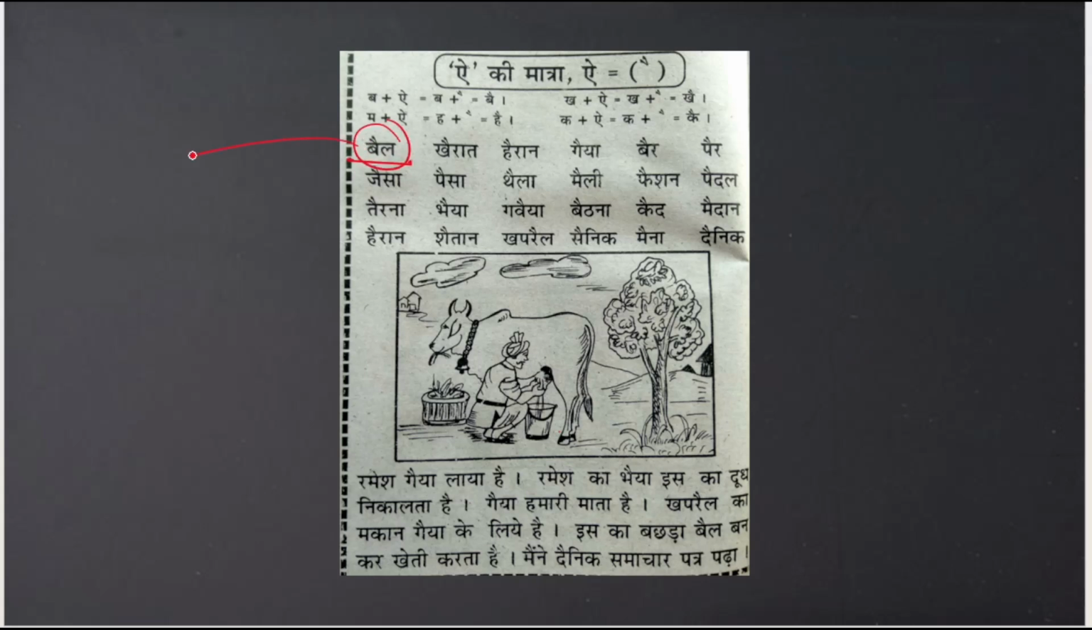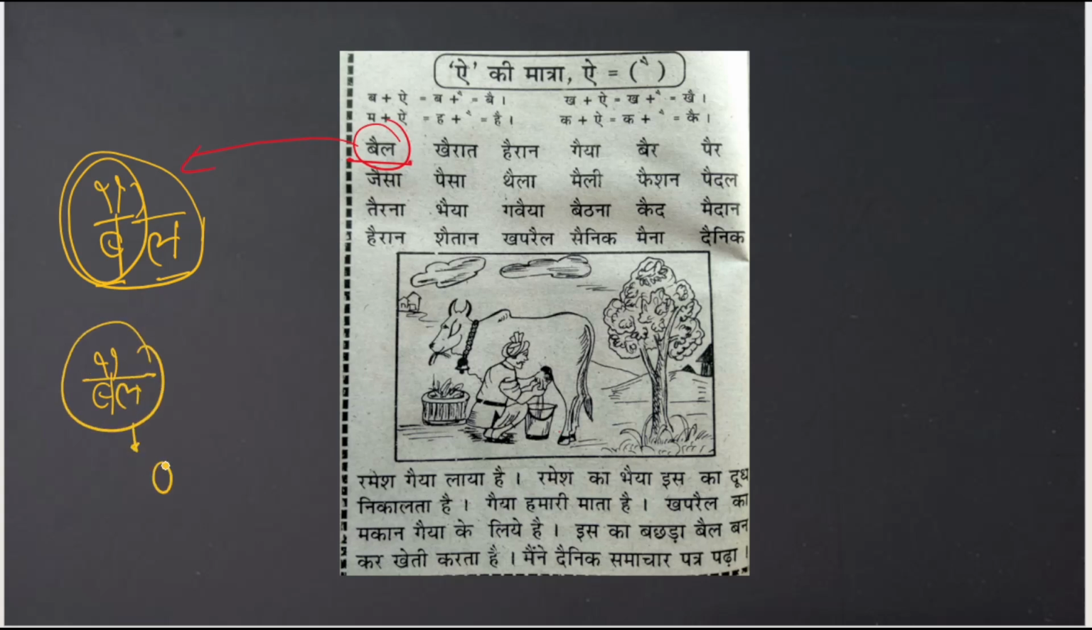Let's take this one. This is ba, and just apply matra of I. Now it will be pronounced like bi, and just add this letter to this one. Now it became bil, okay? Bil, which means burrow.